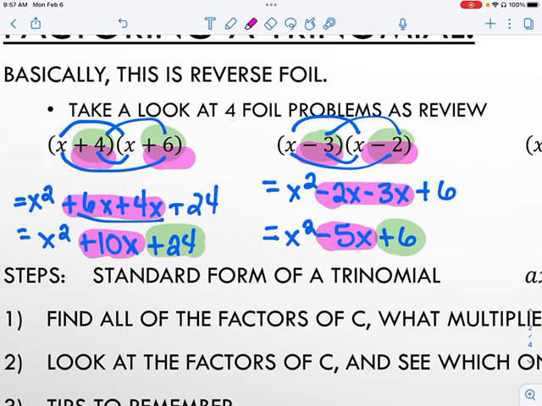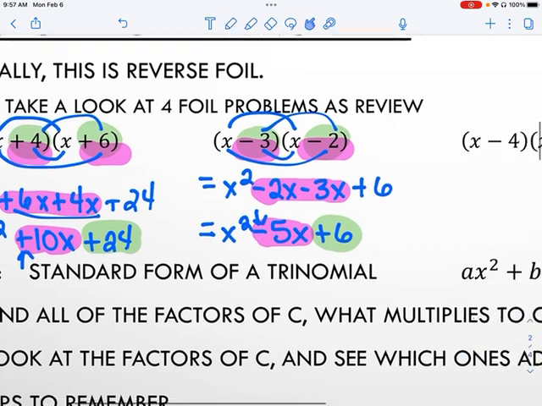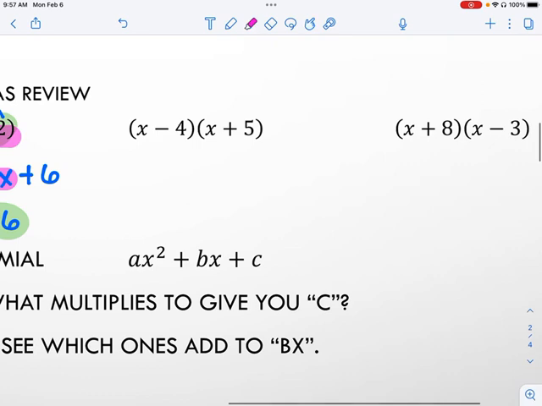So when we get the last number in our trinomial, if the last number is positive, we have an option. Either they're both going to be positive or they're both going to be negative. And how we know is based off of the sign in front of the x term. So one of them there was a negative, so they were both negatives, or one was a positive and they were both positives. Okay, let's take a look at these next two.